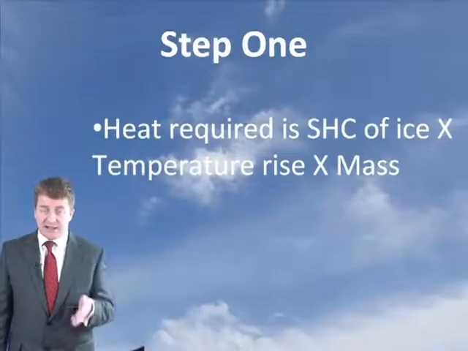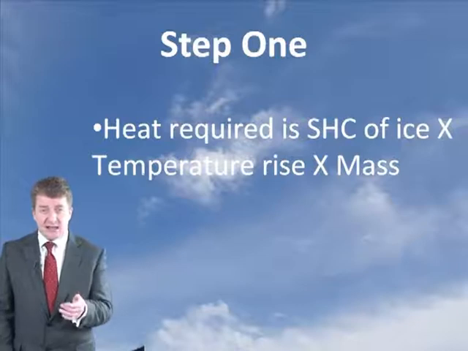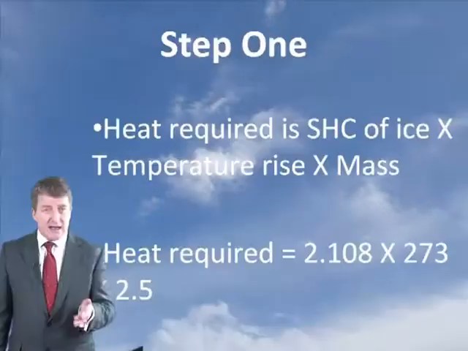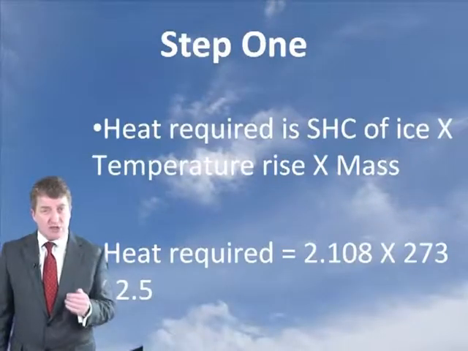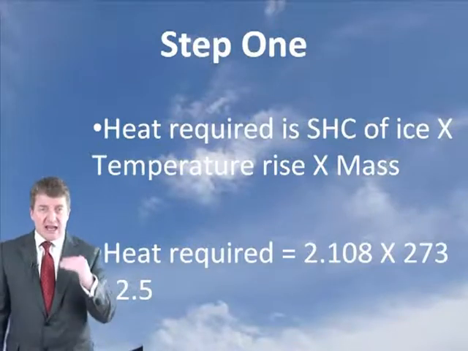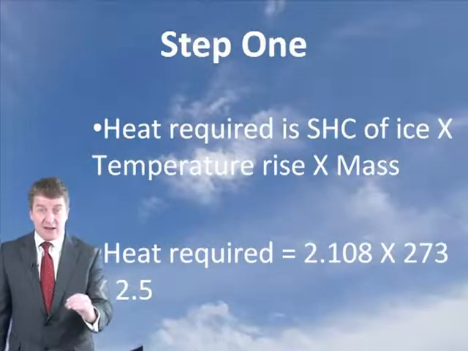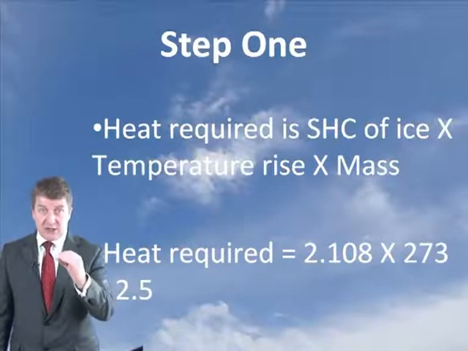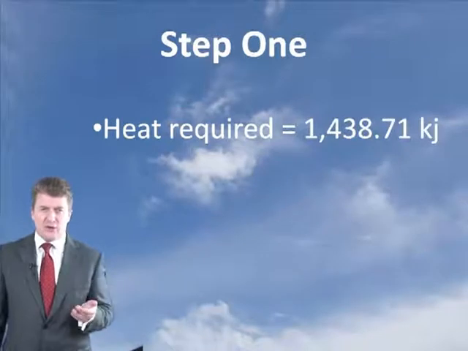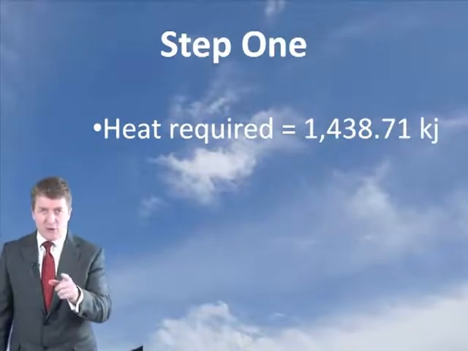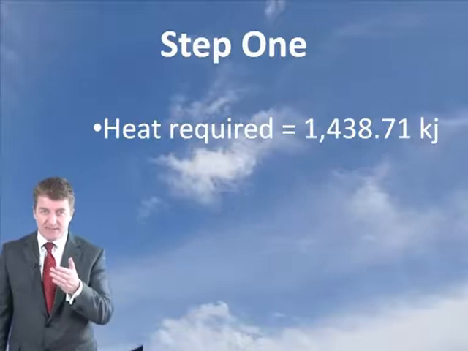The heat required is the specific heat capacity of ice times the temperature rise times the mass. So the heat required to do this is 2.108 times 273 times 2.5. The heat required to heat ice up at 0 Kelvin to 0 degrees C, in other words, at its point when it's going to turn to a liquid, is 1,438.71 kilojoules. So that's step 1. That's how much energy is required to do that.